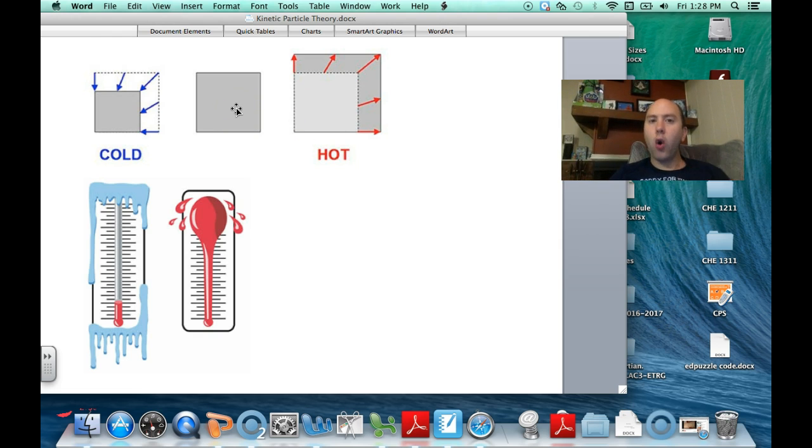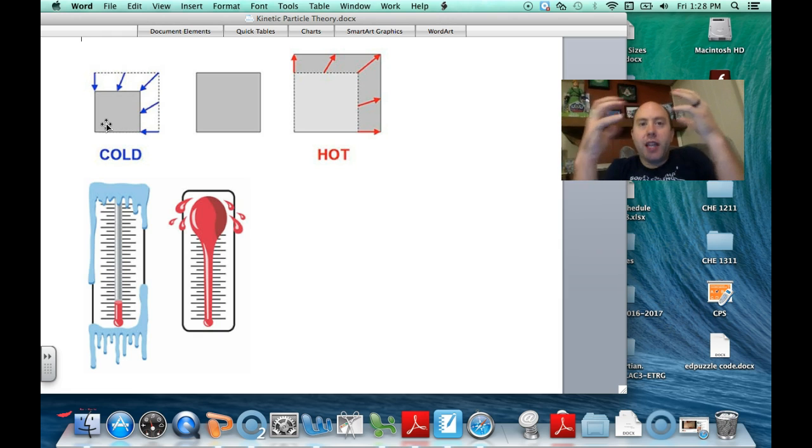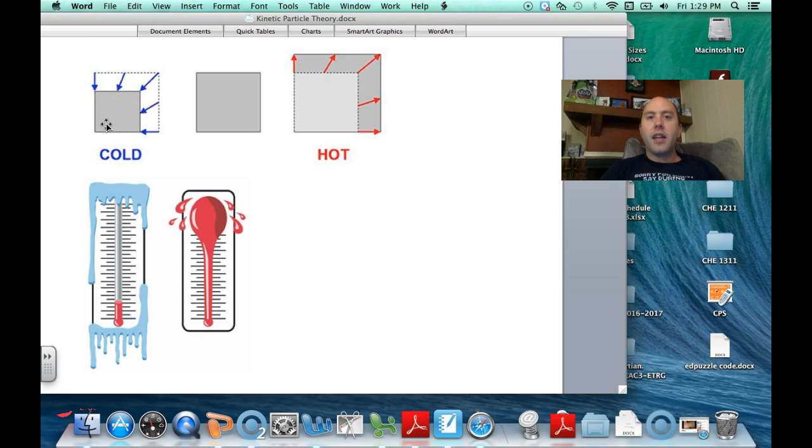However, the opposite's true when things get cold. When things get cold, the particles slow down and they become contracted. They shrink. Okay, so this piece of metal, when it gets cold, the particles slow down and it shrinks. Think like this. When you're really, really cold, don't you kind of shiver up into like a little ball? Your size shrinks.